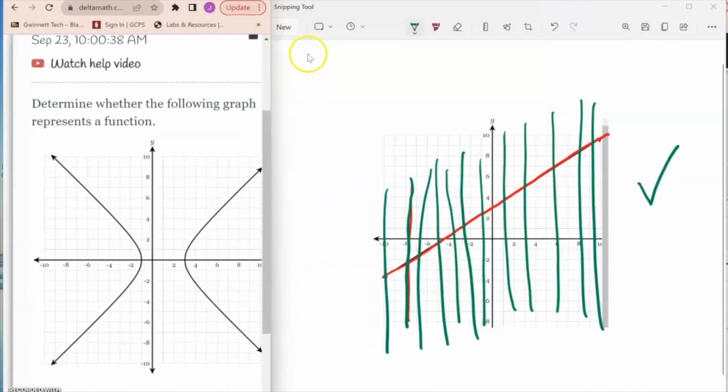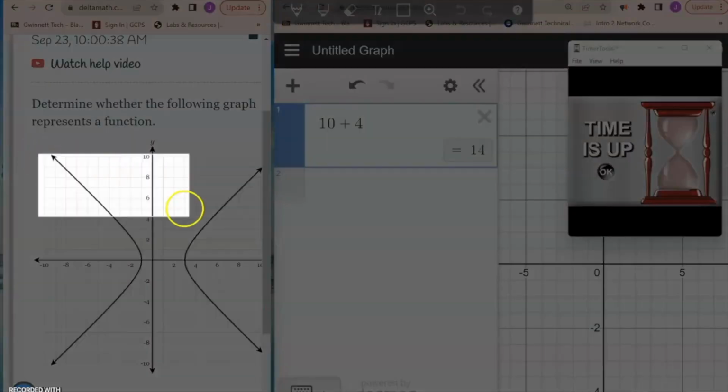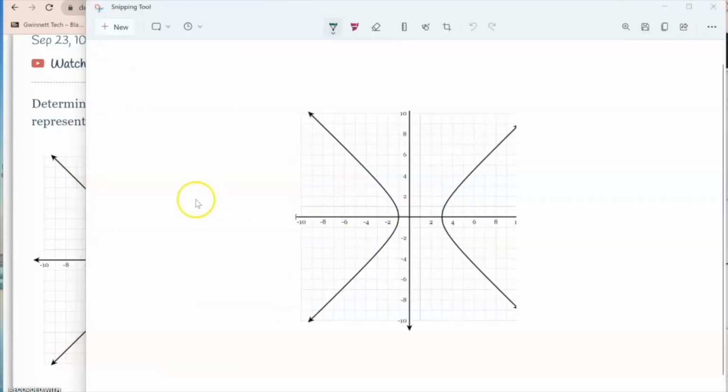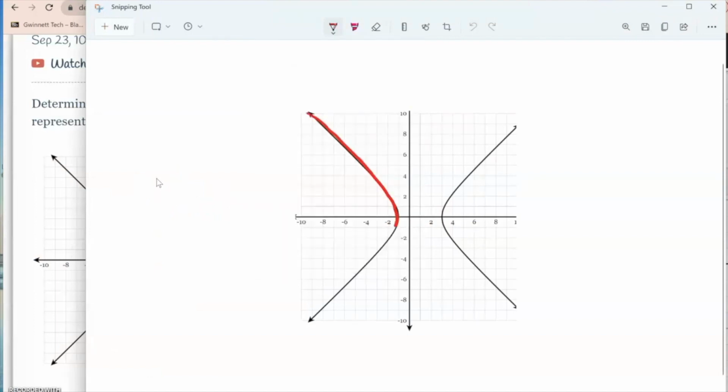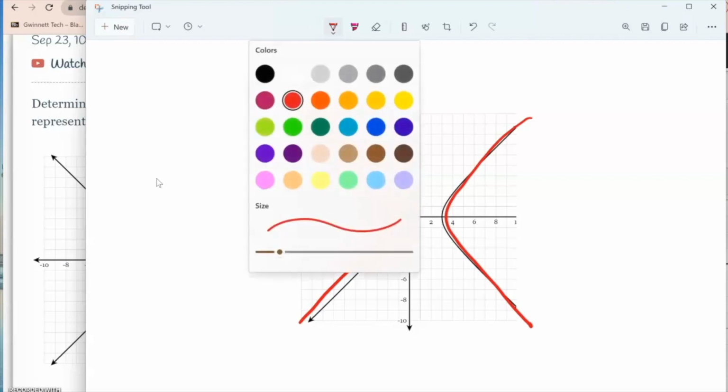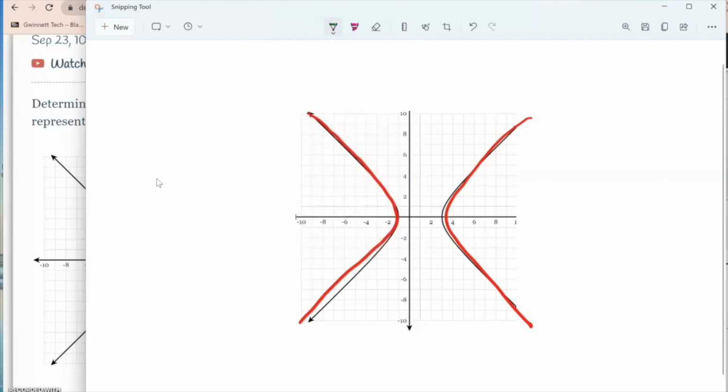So here's another problem. All right, and again, I'm just going to do the same thing. I'm going to do a vertical line. So I'll draw the original graph. This is the graph. It looks like this and like that. Okay, and I'm looking that every time I draw a vertical line, it does not cross that red line more than 1 time. If it crosses more than 1 time, it is not a function.